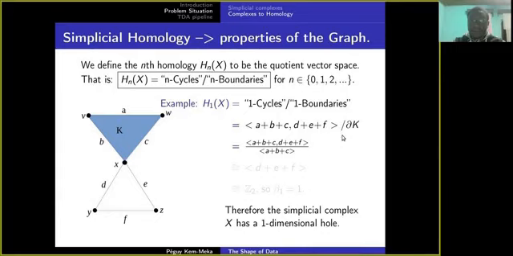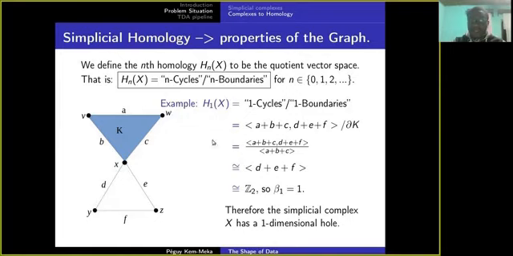Now, when I divide by 1-boundaries, I have only here a boundary of a 2-simplex. That means the boundary of K. The boundary of K is just this, A plus B plus C. Simplifying my relations, I will have D plus E plus F as the basis of the first homology group. This is explaining that there is a hole here in my simplicial complex.